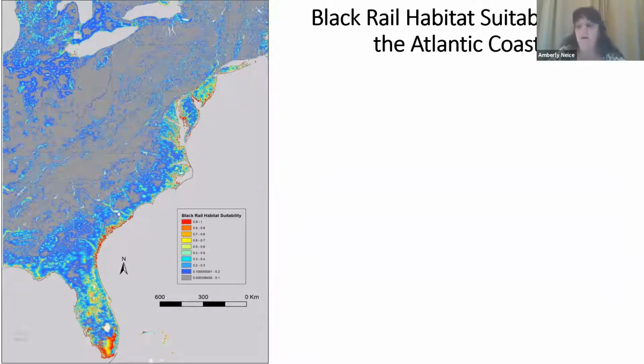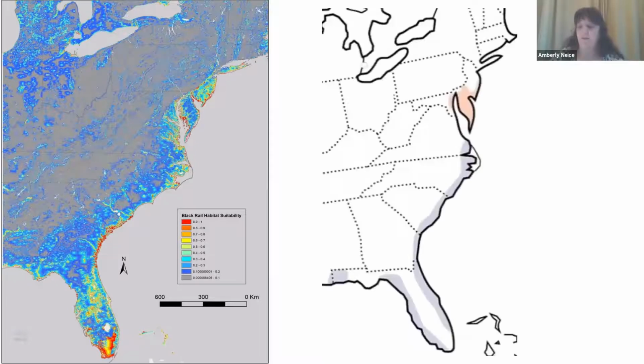The high-definition version of this map can be used as a tool to find sites that might currently support black rail but have not recently been surveyed, and to identify candidate areas for protection and management. Comparing this map to the estimated species range, the map of predicted suitable habitat significantly distills down the area predicted to be most suitable for black rail.